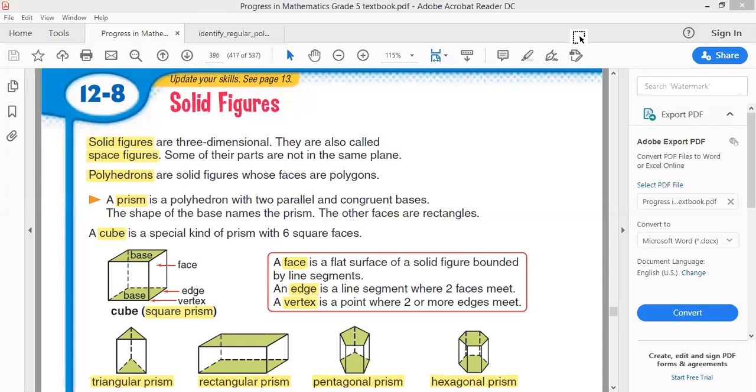Listen, our lesson for today is 12.8 solid figures. It's page number 396. First of all, you must know what solid figures are. Solid figures are three-dimensional. What does it mean, three-dimensional? Who will tell me? Do you know? Any student?